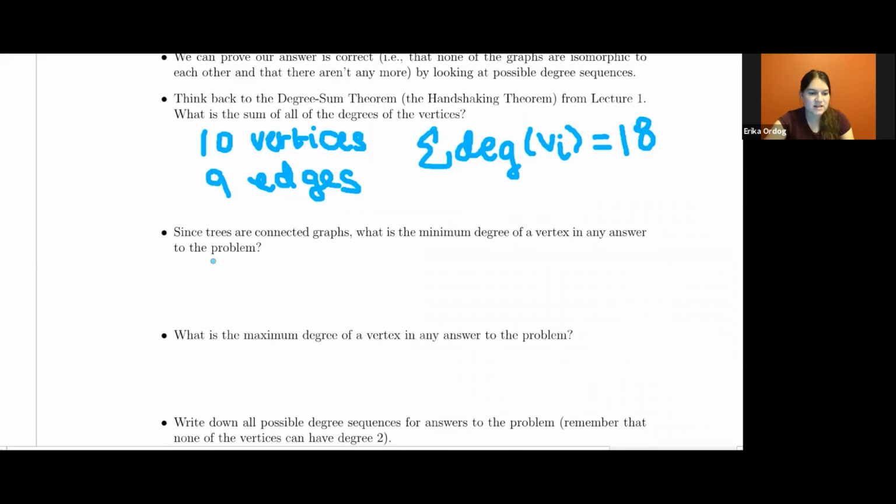Okay, next, since trees are connected graphs, what is the minimum degree of a vertex in any answer to the problem? So since the trees are connected, we can't have any vertices just floating there by themselves. They have to be adjacent to some other vertex. They have to be connected to an edge. Okay, so the minimum degree of any vertex is 1. Can't have a vertex of degree 0 in a connected graph.